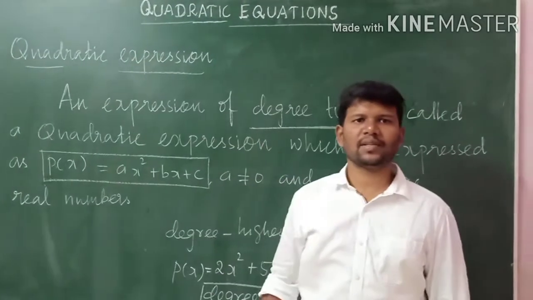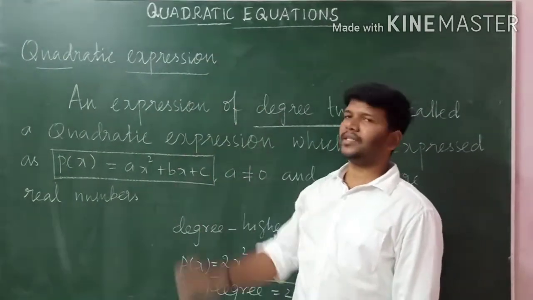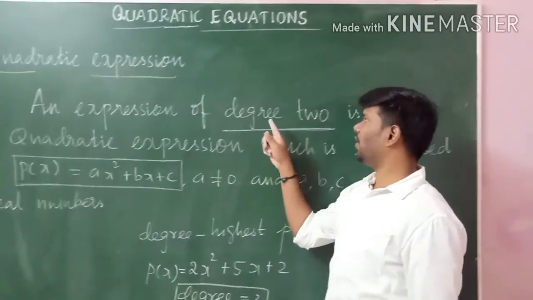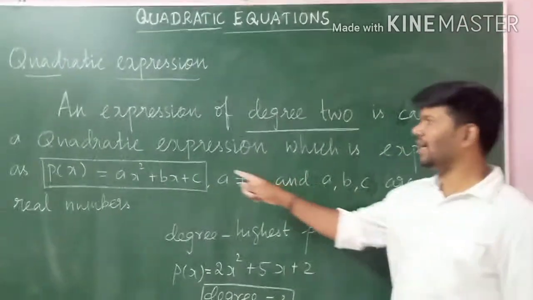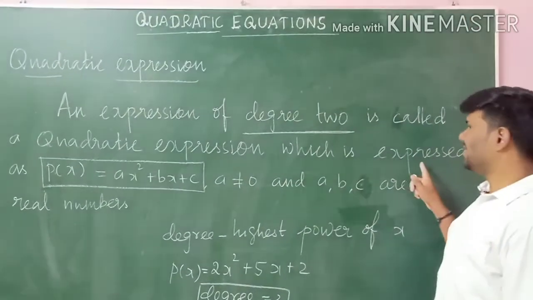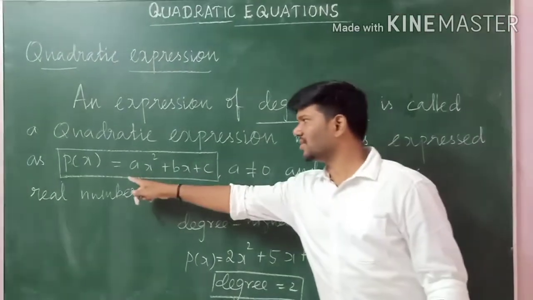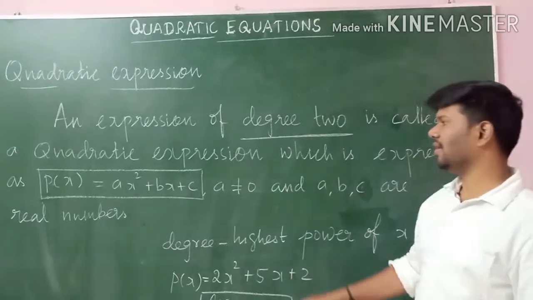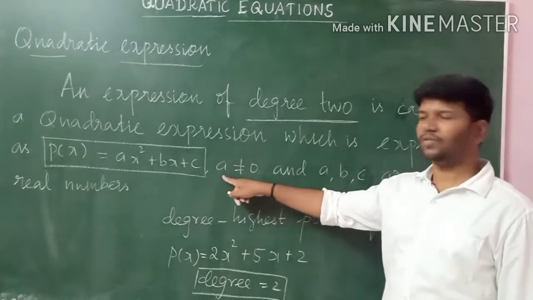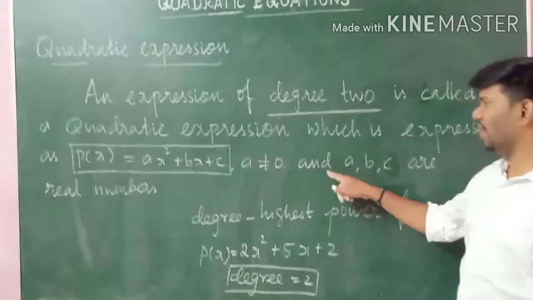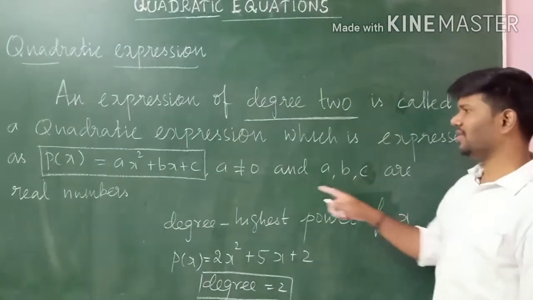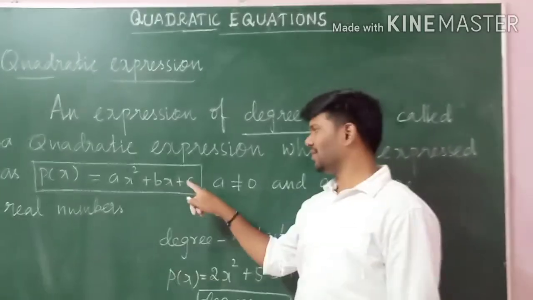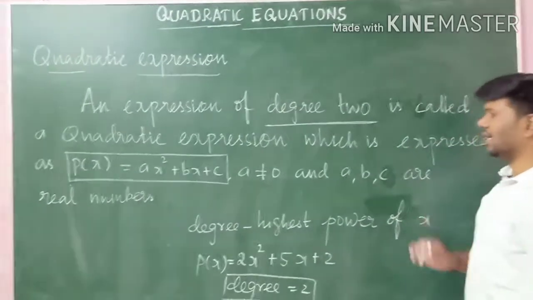Good morning students. Now we are going to see quadratic equations. What is a quadratic expression? An expression of degree 2 is called a quadratic expression, which is expressed as p of x is equal to ax square plus bx plus c, where the coefficient of x square, a, is not equal to 0. What is a? Coefficient of x square, and b is the coefficient of x, c is the constant term, and a, b, c are real numbers.